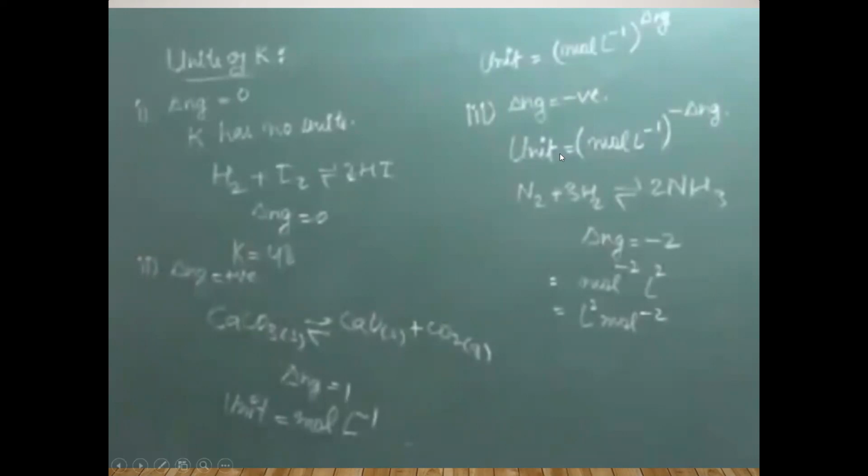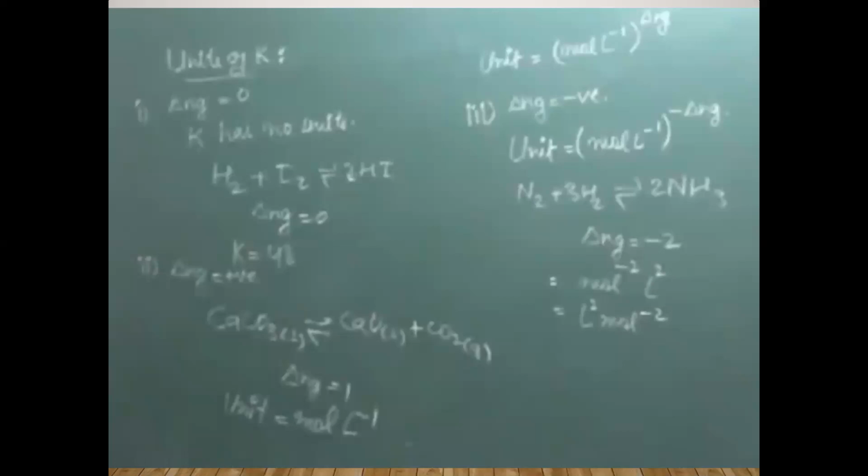If the value of delta Ng is negative, then what will happen? Like in this reaction, the number of moles of product is 2, and the number of moles of reactants is 4. So delta Ng will be 2 minus 4, that is minus 2. Then the unit will be liter square per mole square. Clear? Liter square per mole square. So in this way we can calculate the units.